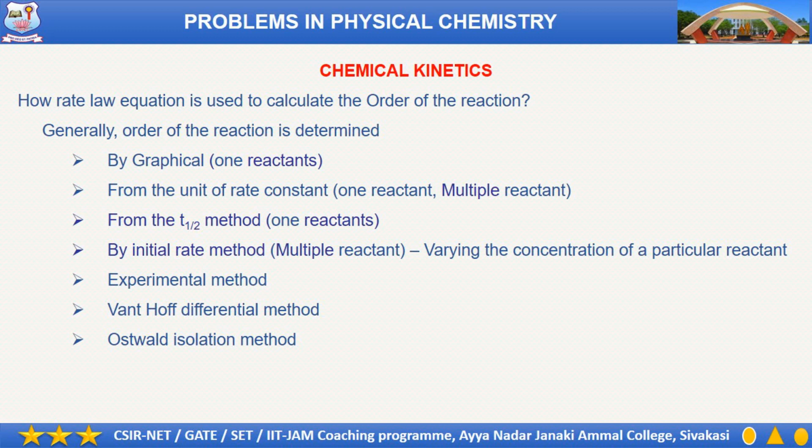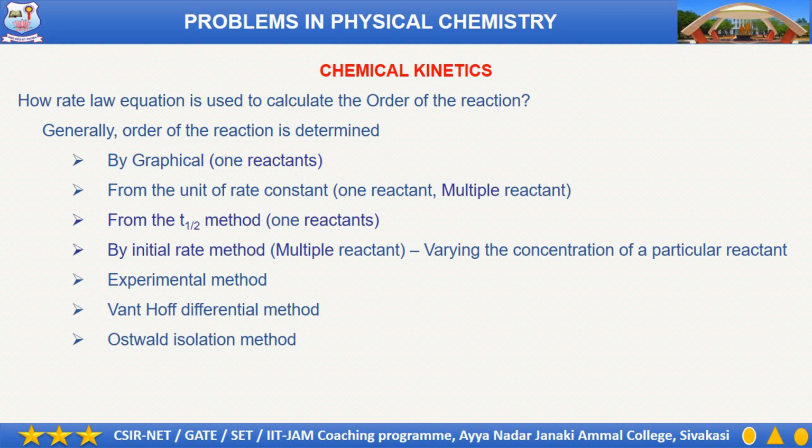Van't Hoff differential method is more or less similar to the initial rate method. And seventh is the Ostwald isolation method. What is the difference between the Van't Hoff differential method and the Ostwald isolation method?